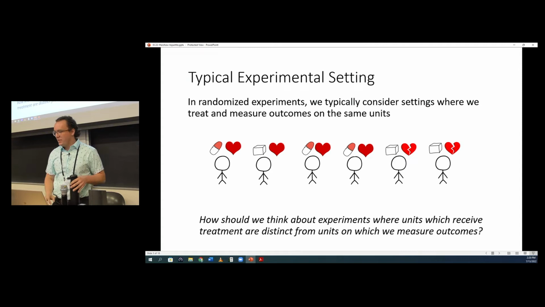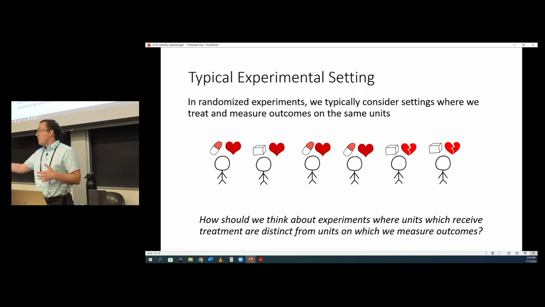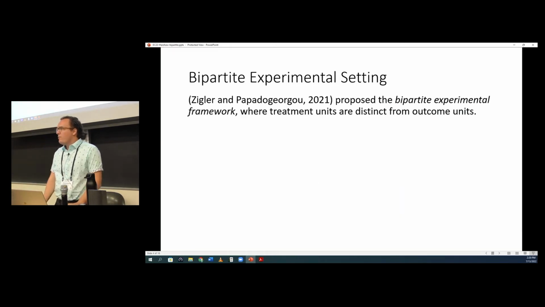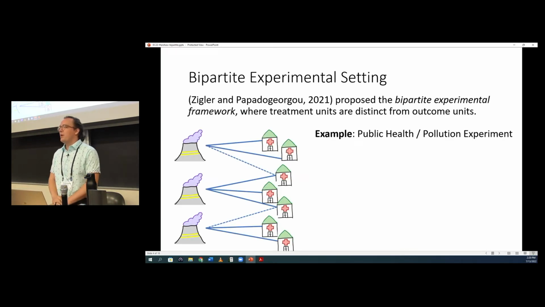But the important part is that you typically assign treatment and measure outcomes on the same patients, these N patients that you have. And so the question is, how should we think about experiments where units which receive treatment are distinct from those units on which we measure outcomes? I may try to treat some auction by changing some reserve price, and I want to measure what that changes on the bidder behavior. Okay, so one framework in which to do this is the bipartite experimental setting. It's introduced by Ziegler and Pouget-Abadie, and treatments are distinct from outcome units here.